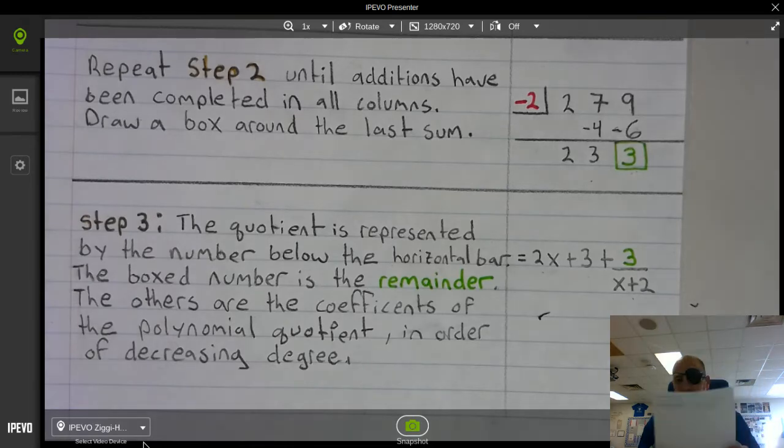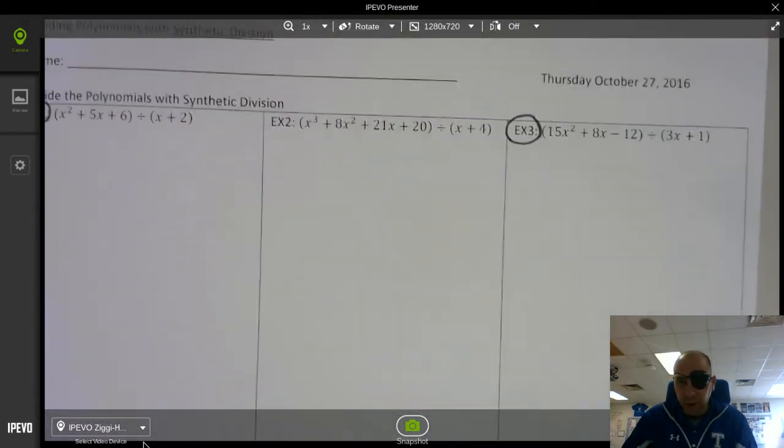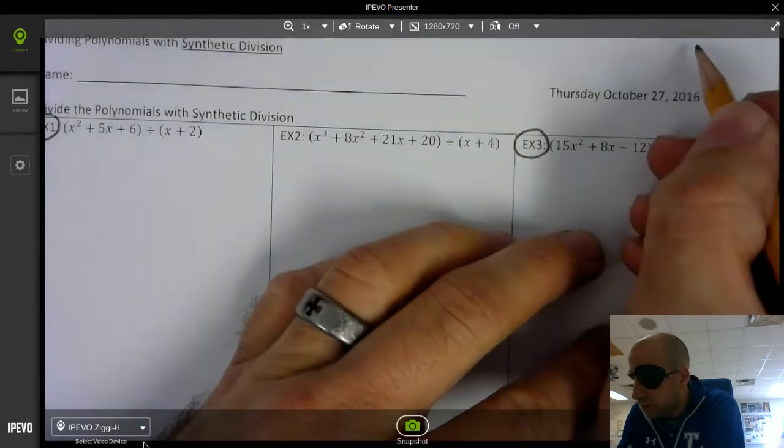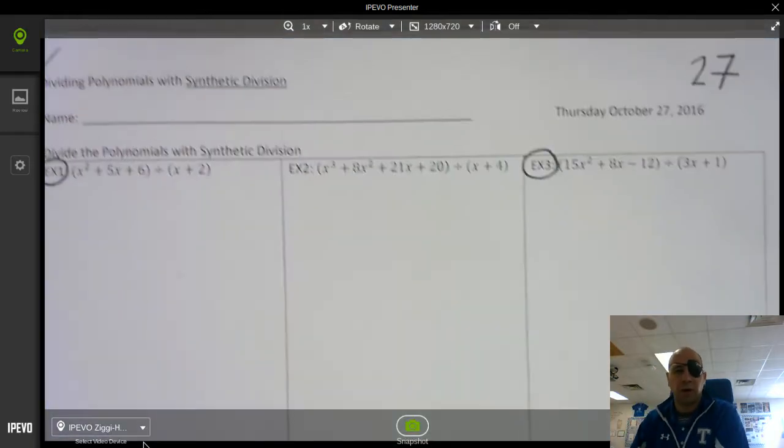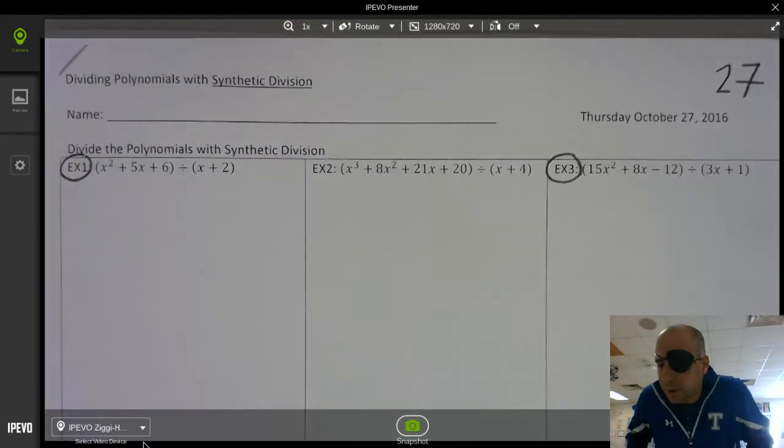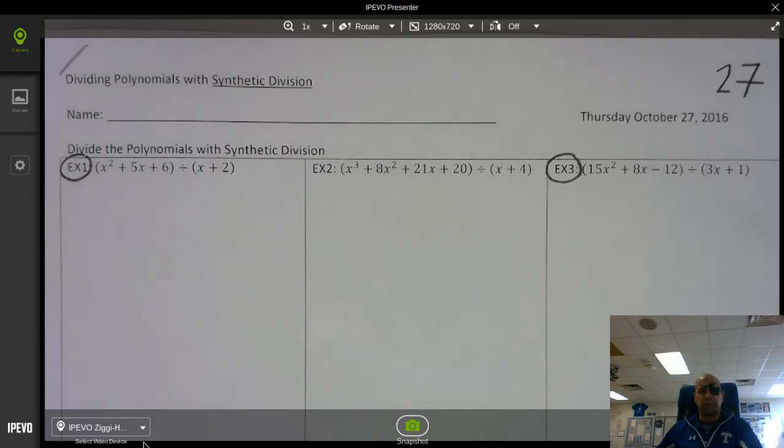All right, so let's look at our examples. And our examples are on page 27. I want you to pause a moment and look at the examples and ask yourself, where have you seen these problems before? I'm hoping you said, Mr. Luke, we did these exact same examples yesterday with long division, and that we're doing this on purpose.